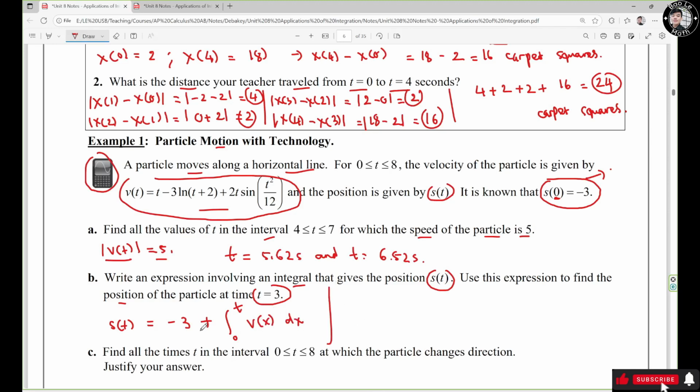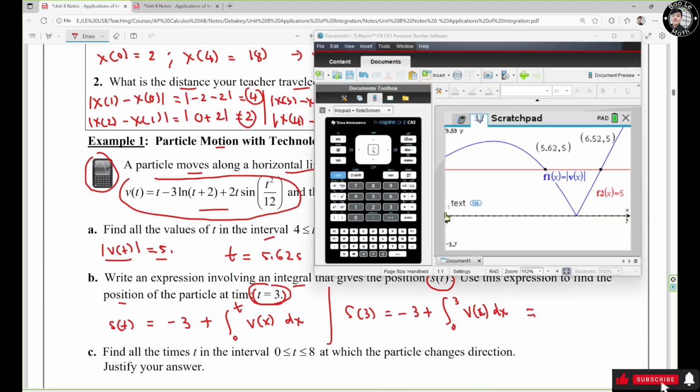Now we're going to use this one to calculate the position at time t equals 3, right? So we have s of 3 equals negative 3 plus the integral from 0 to 3 of v of s ds, right? So since you already saw the function, right? V of s right here. So you just calculate s of 3 using this one, right?